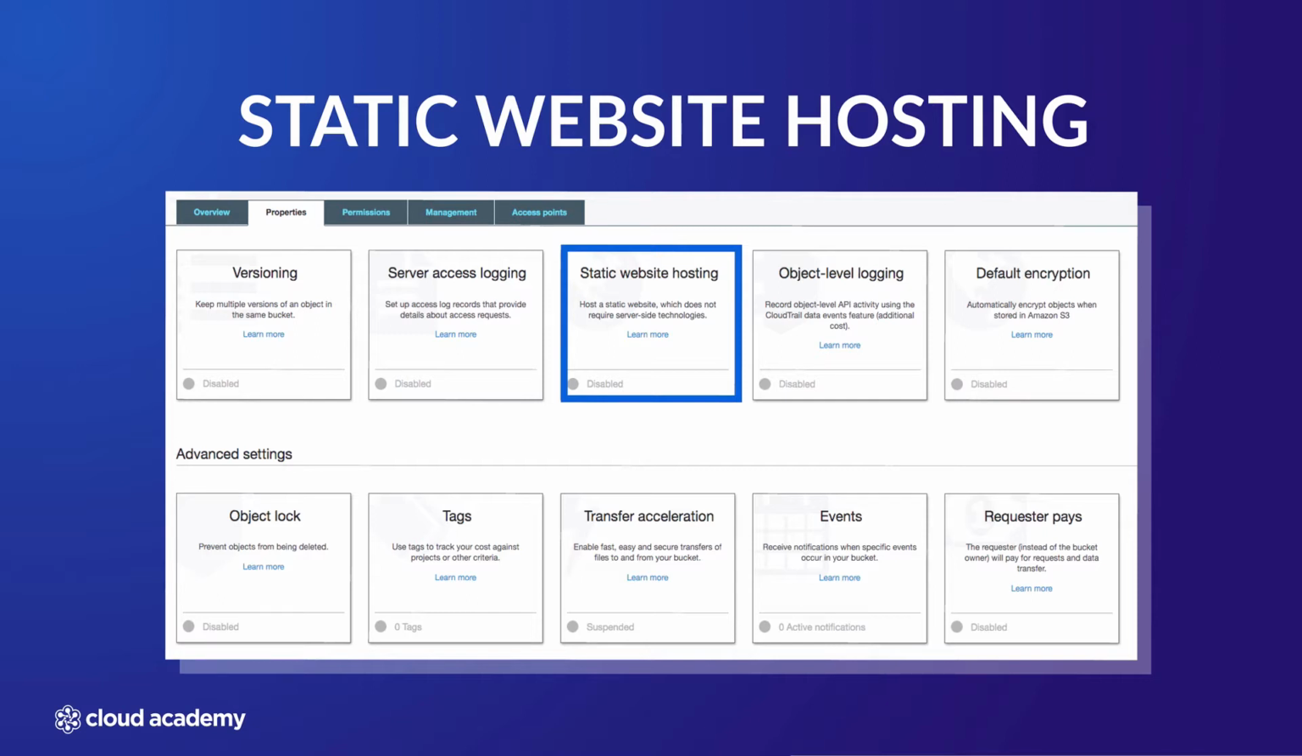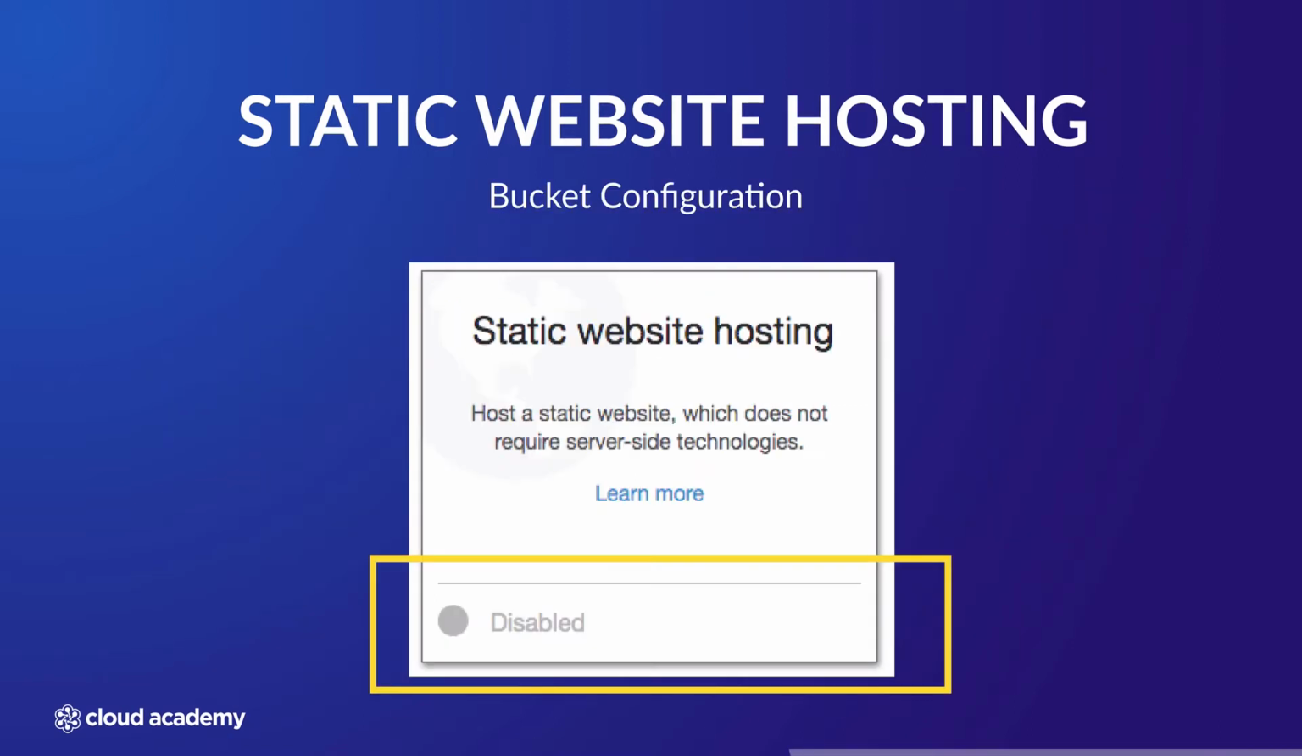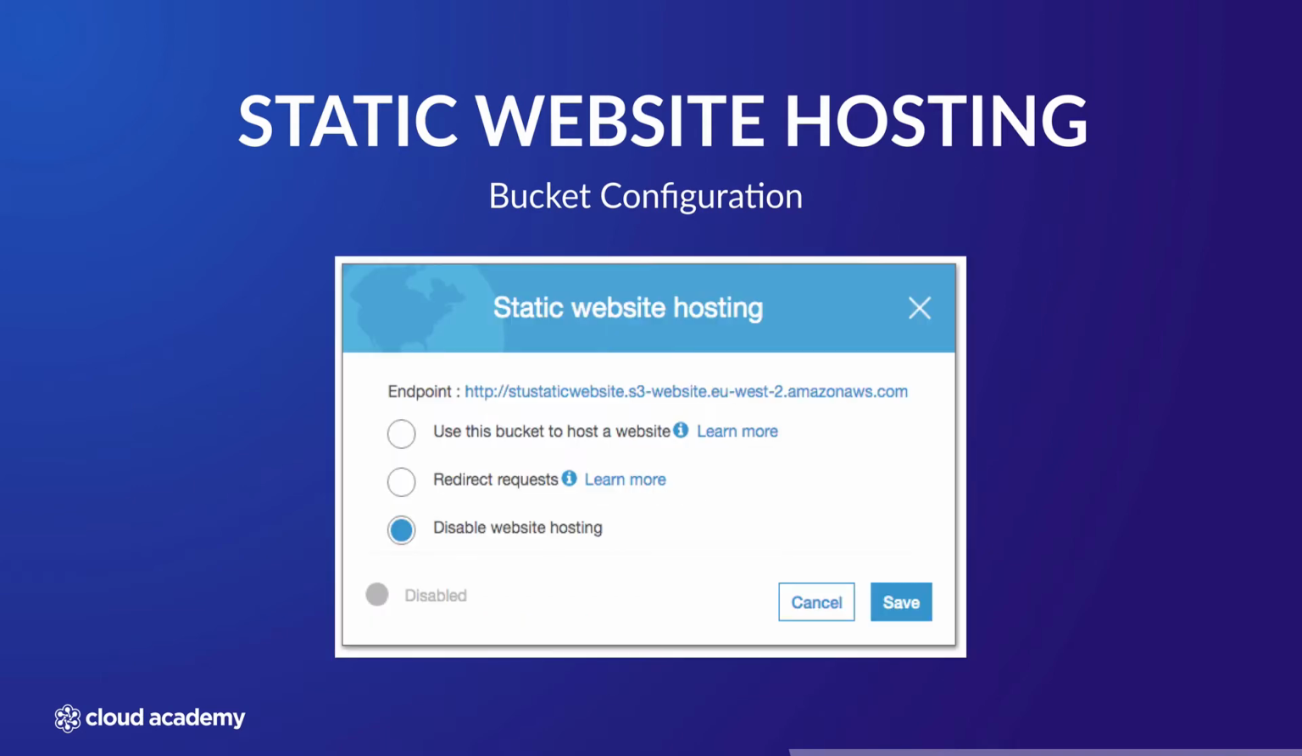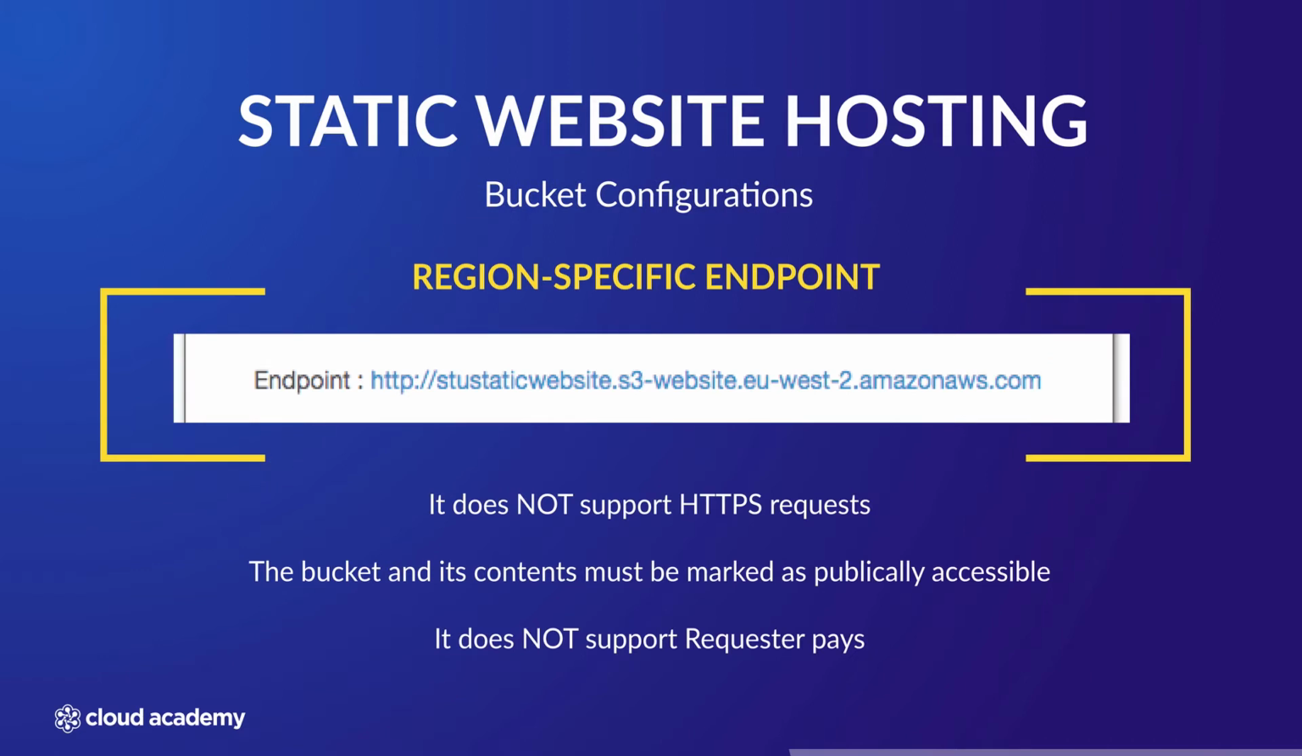So from the properties page of your chosen S3 bucket, select the static website hosting tile. By default, static website hosting is disabled. When this tile is selected, you are presented with three options: use this bucket to host a website, redirect requests, and disabled. In addition to these options, there is also a region-specific website endpoint shown for your bucket. This endpoint allows users to access your website via that URL.